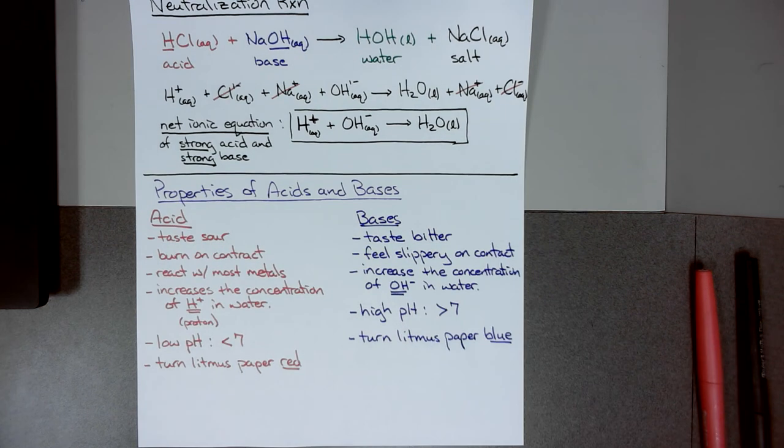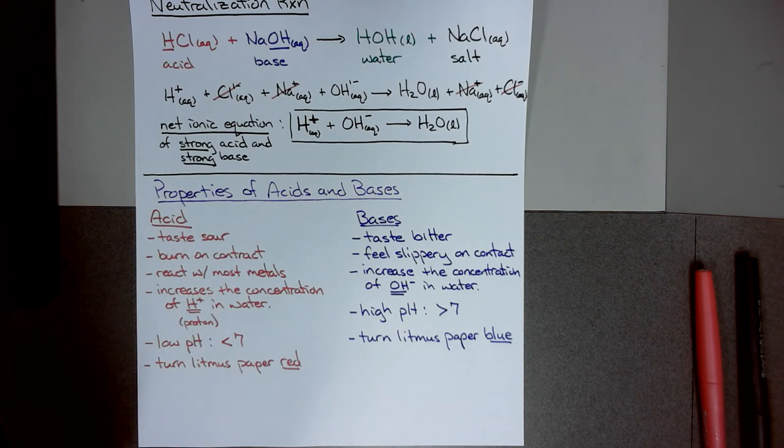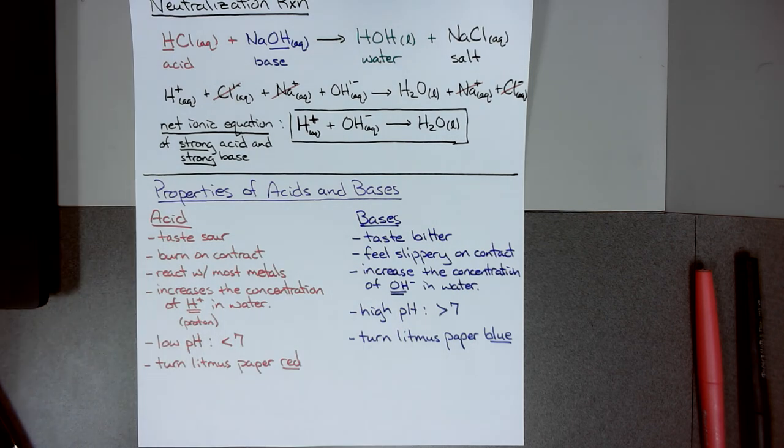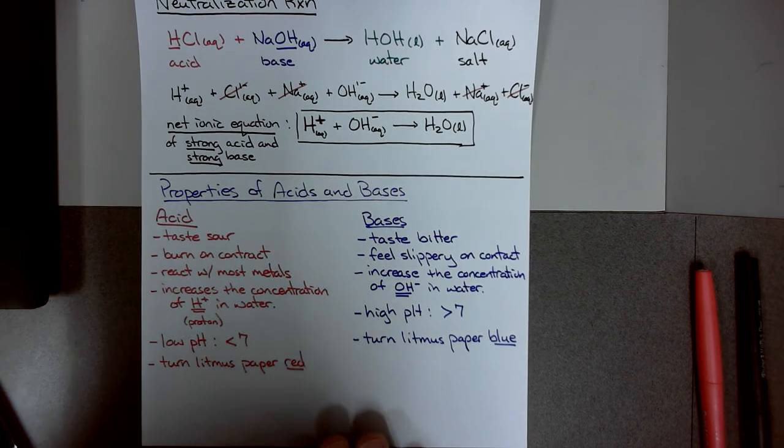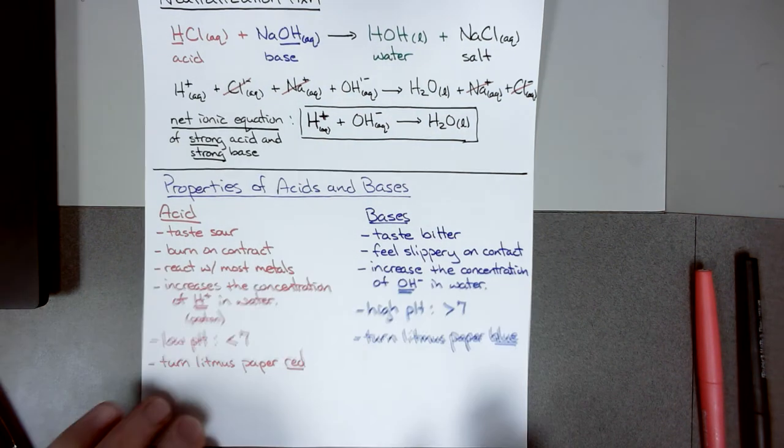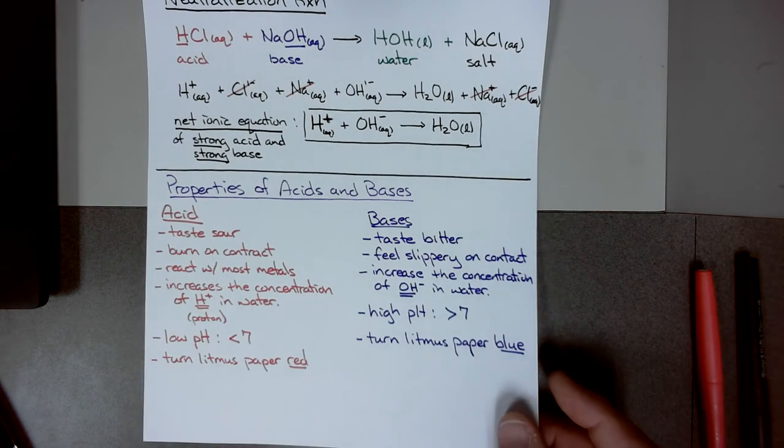Okay, so those are some basic properties of acids and bases. Now, these acids and bases that we're talking about, there's 3 categories of acids and bases. There's what's called the Arrhenius acid base category, the Bronsted-Lowry acid base category, and the Lewis acid base. Right now in Gen Chem 1, we're just going to talk about the Arrhenius acid base category. So let's define Arrhenius acids and bases.